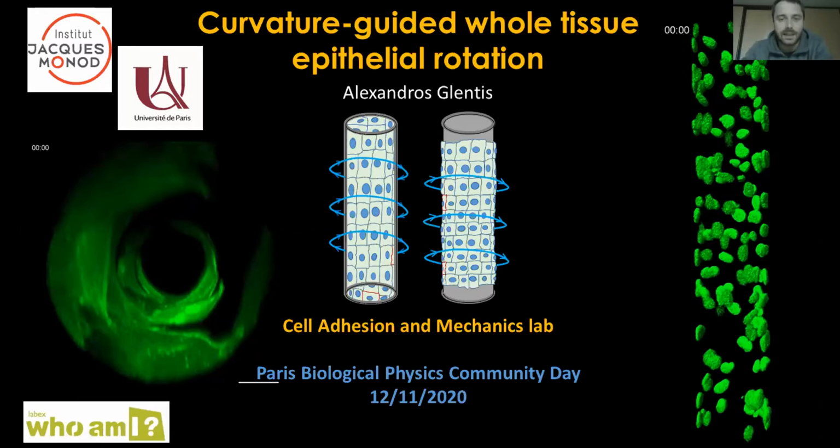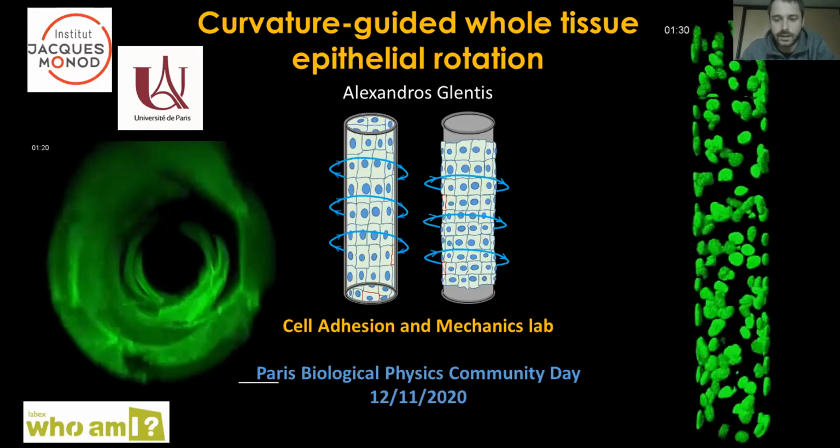So as Mathilde said, I'm a postdoc in the cell adhesion and mechanics lab at Institut Jacques Monod here in Paris, in the lab of Benoît Ladoux and René Marc-Mège. And we'll talk to you today about curvature-guided whole tissue epithelial rotation, as we call it, which is the project that I am doing here in the lab.